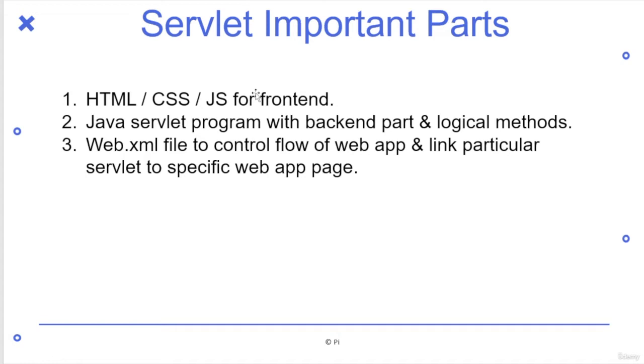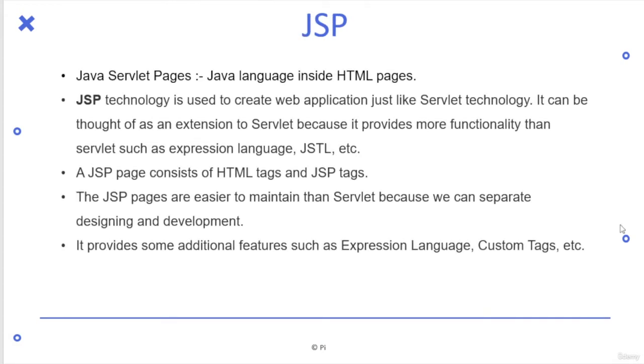HTML, CSS, JS for the front end, a Java servlet program for the back end or logic, we can say, and web.xml to control the flow of the web app, each and everything. But instead of this, JSP, Java Server Pages, is basically Java language inside an HTML page. So you don't need to worry about whether web.xml has my file added or not.